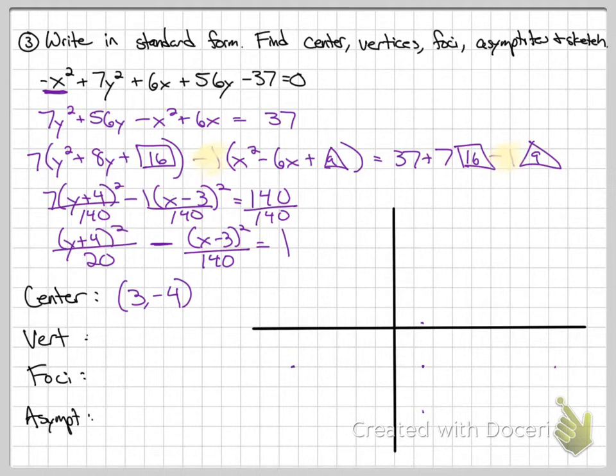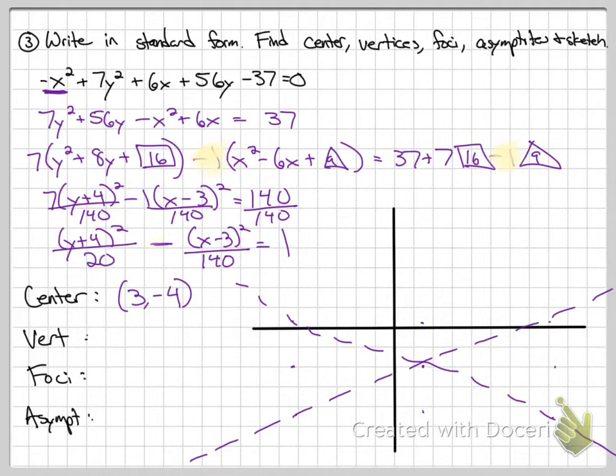Now, what we need to figure out is which ones are the vertices. So, looking at your equation, which way is this one going to go? We would make the rectangle out of these points, and we would draw the asymptotes going straight through the middle and opposite corners. But what way is the hyperbola going to open? Is it going to go up, down, or left, right?